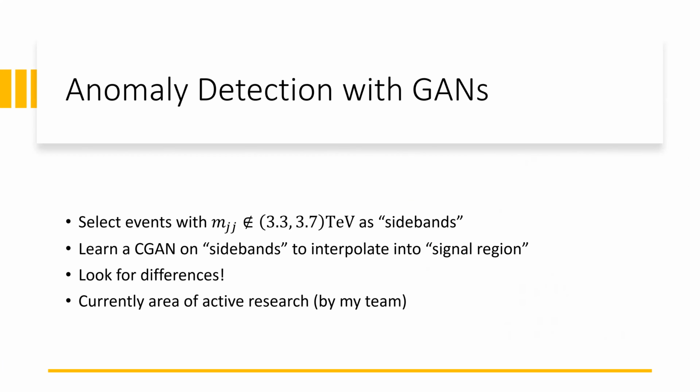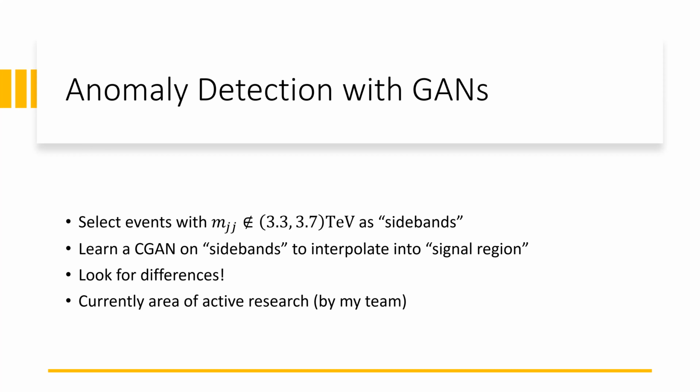So if we look at those regions, we can train a generative adversarial network to learn various high-level features of the two jets, and then interpolate them into the signal region. That means that we train the generative adversarial network, and then we ask it, all right, now that you know what happens less than 3.3 TeV and greater than 3.7 TeV, what do you think happens between 3.3 and 3.7 TeV? And then it will give us a distribution.